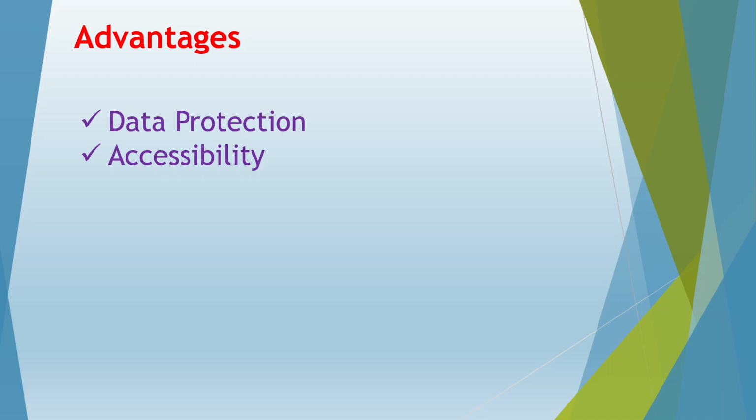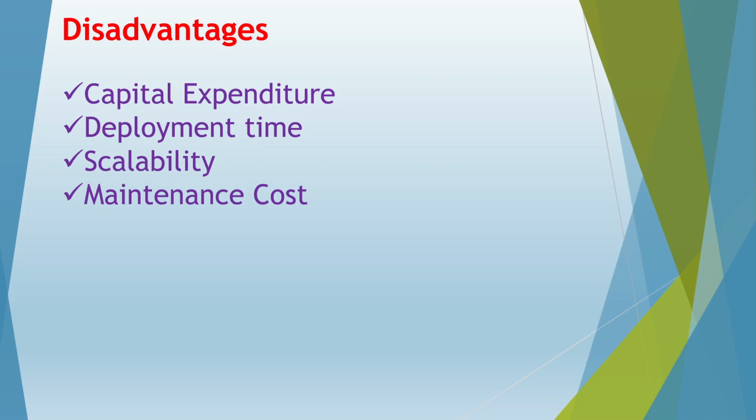Let's go back to the disadvantages of on-premise systems. So capital expenditure, deployment time, scalability, maintenance cost. These are the different disadvantages of enterprise on-premise systems. Like capital expenditure, as we discussed, right? We have to spend a lot of money upfront itself based on the required servers. It is a one-time investment and also a big investment. So that is the capital expenditure.